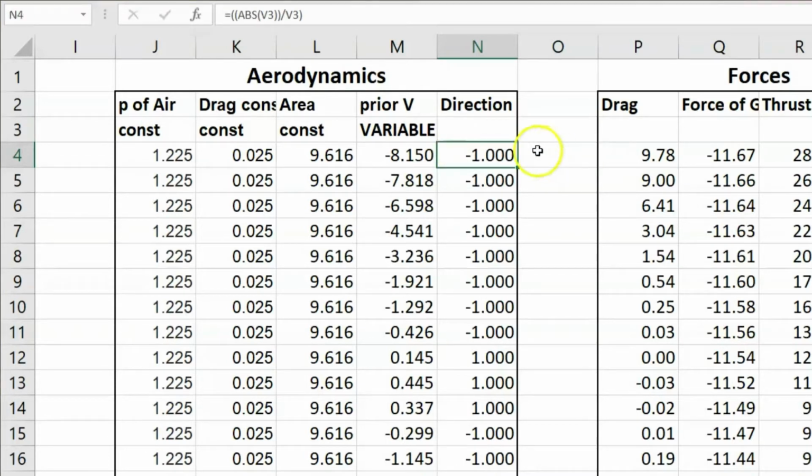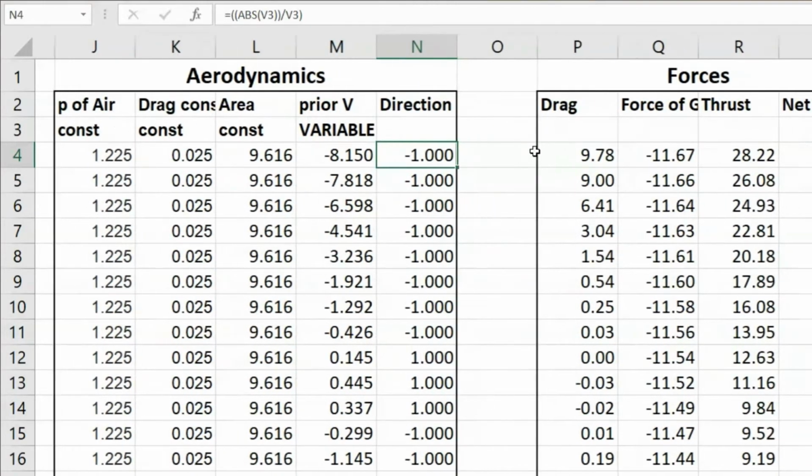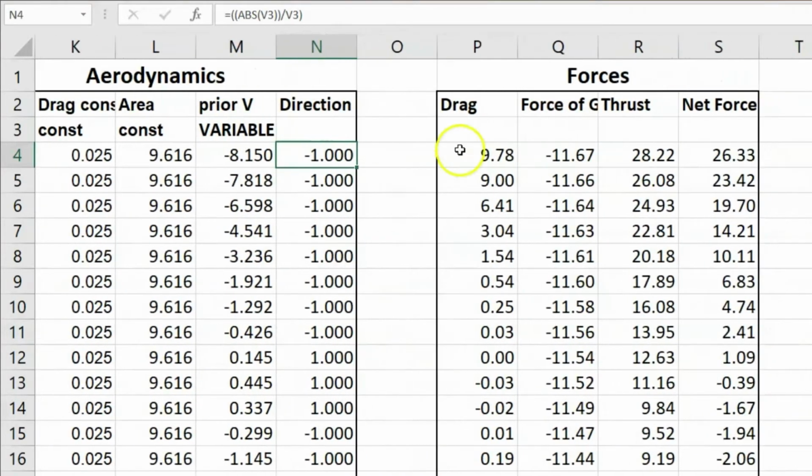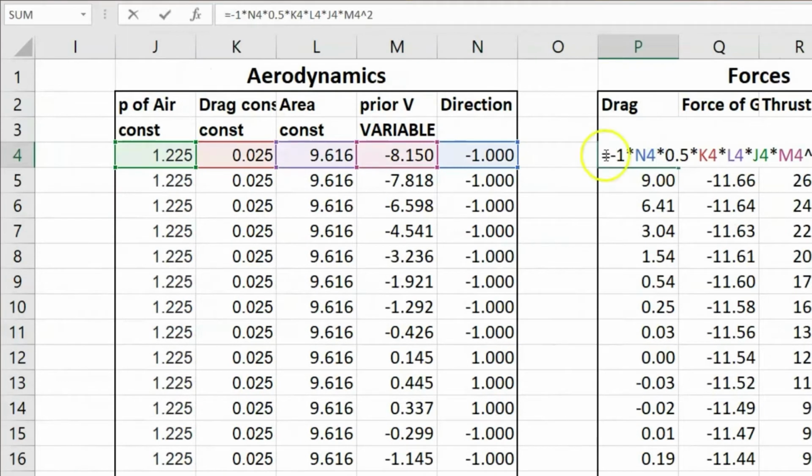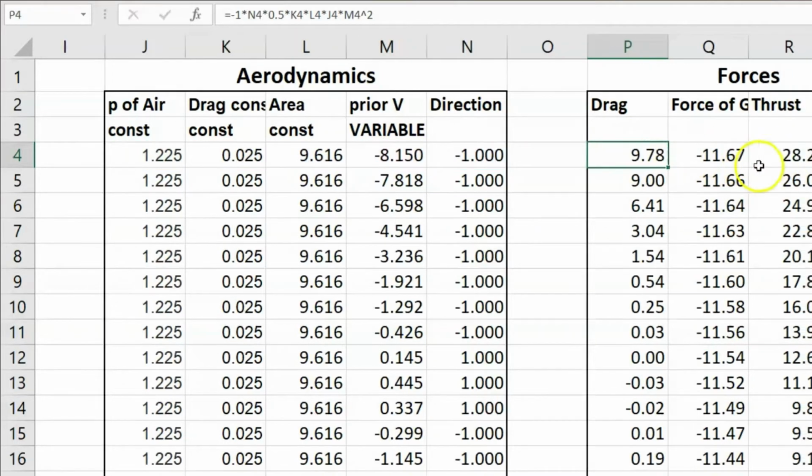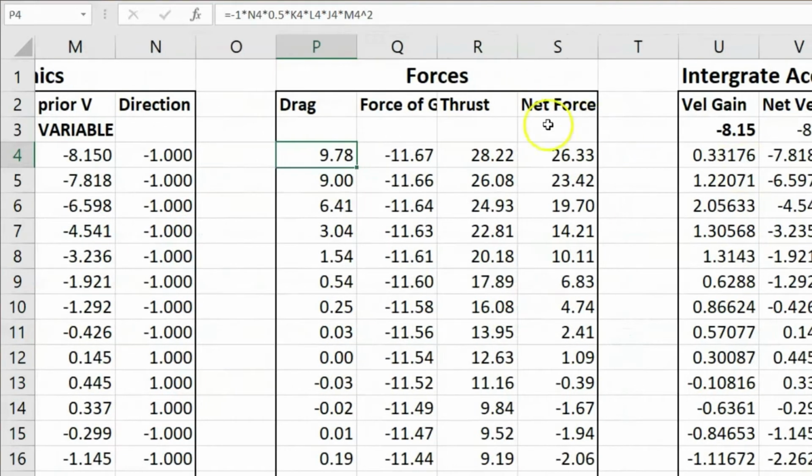And in order to calculate my drag, I just multiplied everything across in my aerodynamics block, squared the velocity, multiplied by half, and that gives me the direction and the magnitude of my drag. So now you can see, as I'm speeding up, drag increases. As I'm slowing down, drag decreases. Stuff like that.